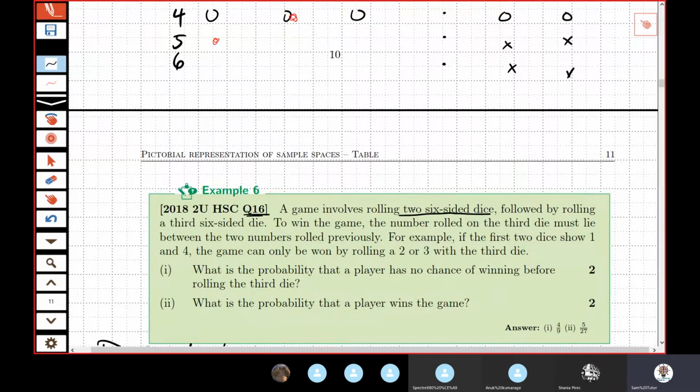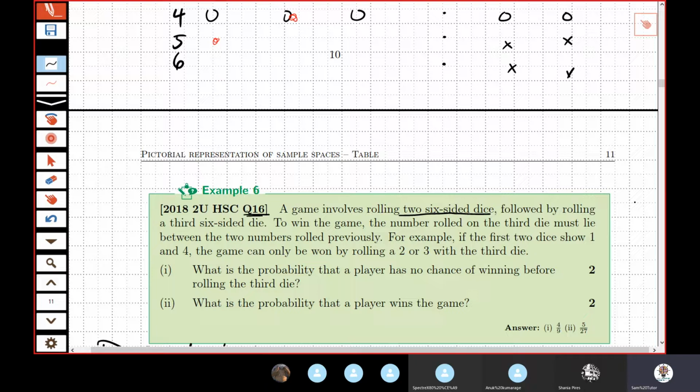A game involves rolling 2 6-sided dice, followed by rolling a third 6-sided die. To win the game, the number rolled on the third die must lie between the 2 numbers rolled previously. For example, if the first 2 dice show 1 and 4, the game can only be won by rolling a 2 or 3 with the third die. Full stop. All right, I'm going to stop there. Don't read anything else. Just tell me if you don't understand the game.